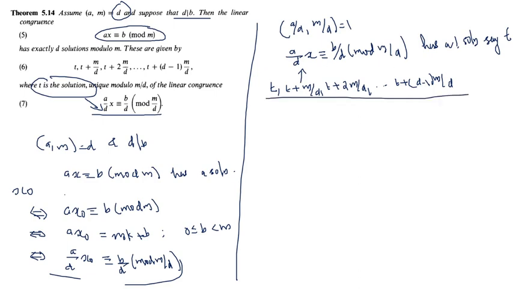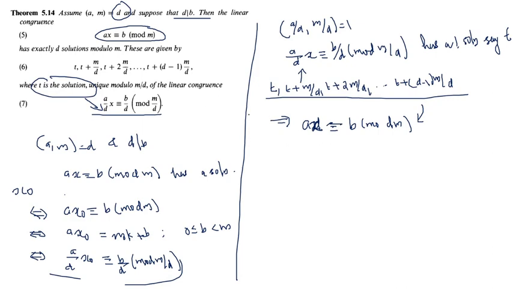Moreover, T plus M by D, T plus 2 times M by D, etc., T plus D minus 1 times M by D, these integers also satisfy the above congruence. That means these are also solutions of the congruence A by D x congruent to B by D mod M by D. That means they satisfy the congruence Ax congruent to B mod M. That means T plus M by D, T plus 2 times M by D, etc., T plus D minus 1 times M by D also satisfy the congruence Ax congruent to B mod M. That means they are also solutions of the congruence Ax congruent to B mod M.